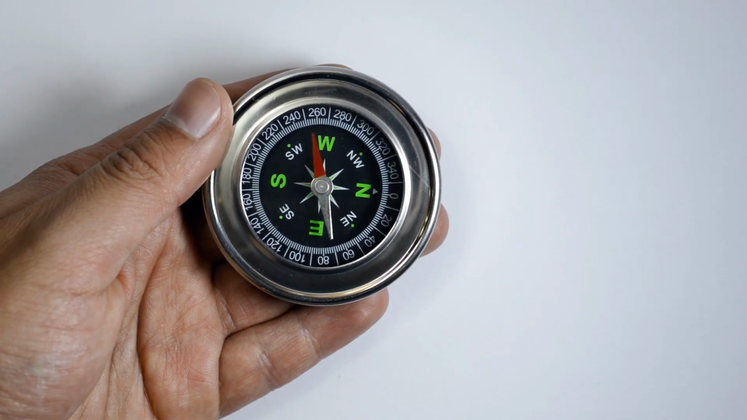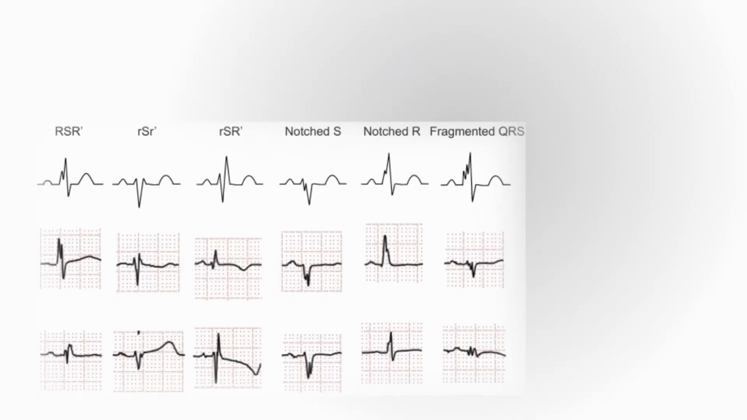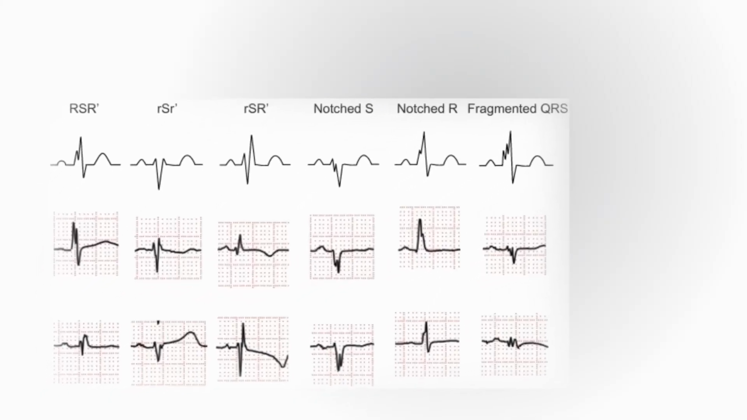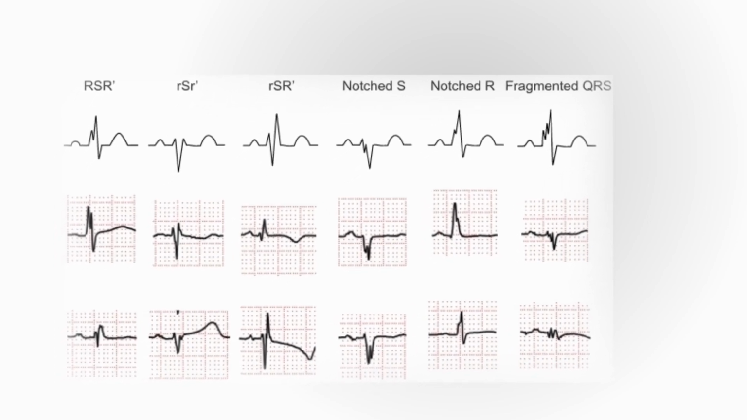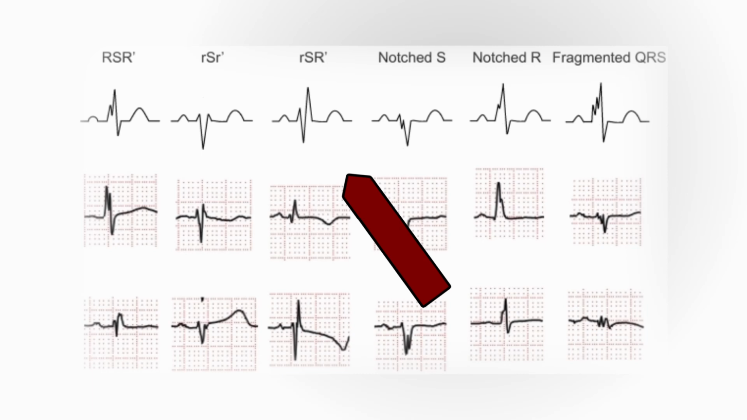Here's an example from one academic article on the topic. We'll dive into this in more depth as it becomes appropriate, but the summary is that additional deflections can be named by adding prime to them. So RS, R prime for this guy here. If you want to call these all fragmented QRS complexes, I won't get upset with you.